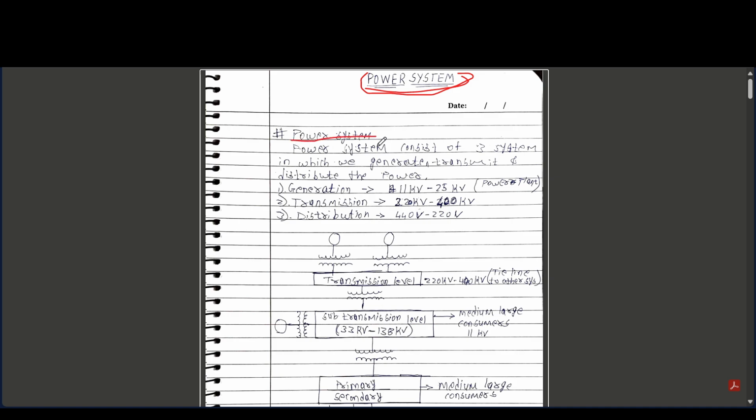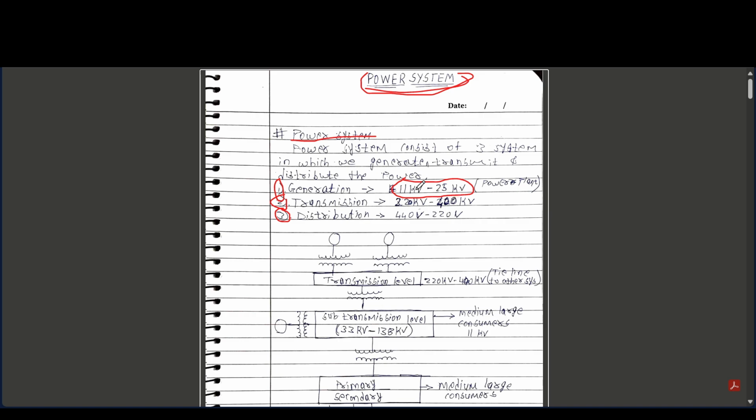Power system refers to a system in which we generate, transmit, and distribute the power. So first is the generation, then second is the transmission, and then third one is distribution. Okay. So generation, in India we generate approximately 11 kV to 25 kV.